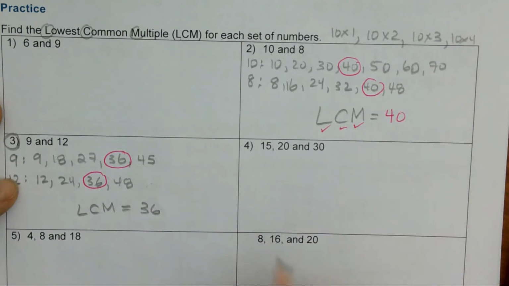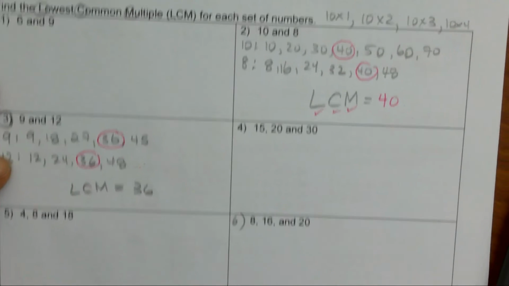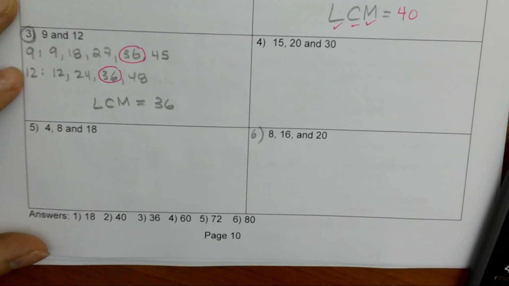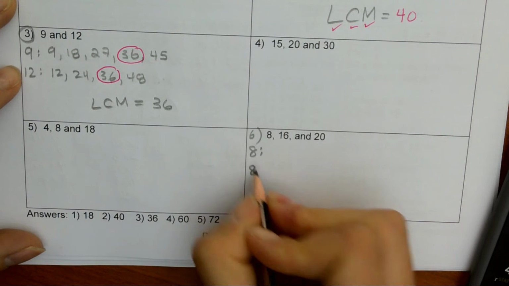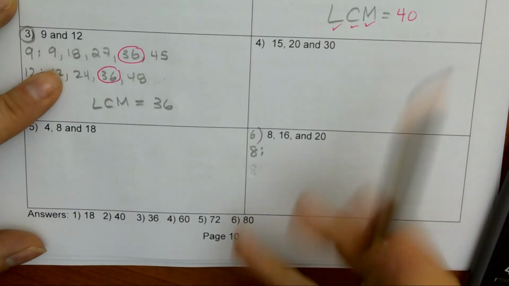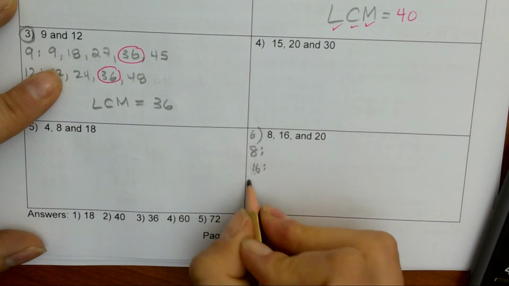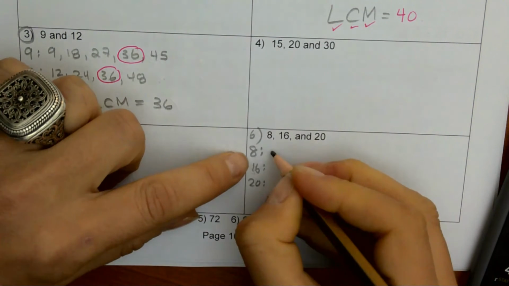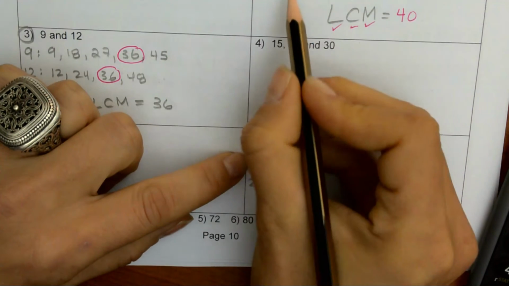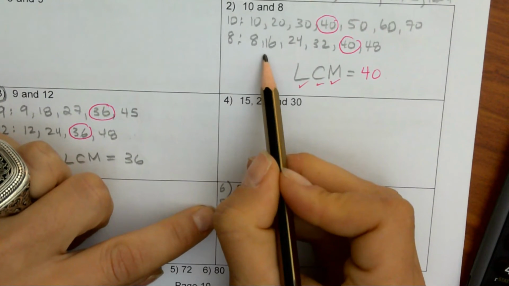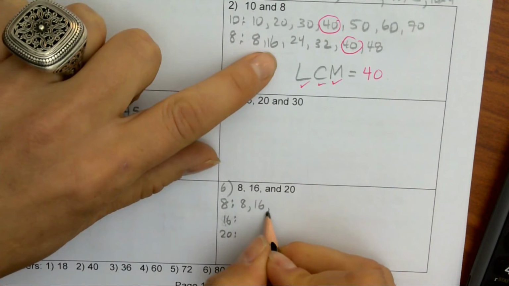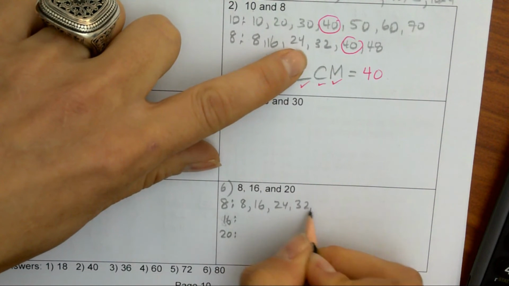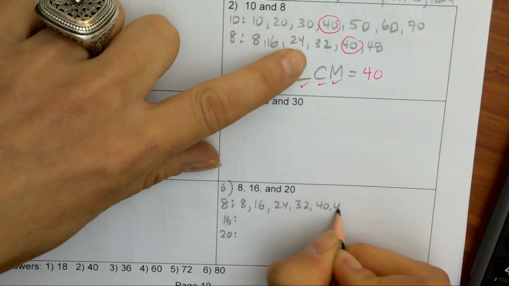So let's do number 6. 3 numbers. Okay. So 8, the multiples of 8. Oops, the multiples of 16. And the multiples of 20. So 8. Oh, we already have the multiples of 8 up here. Look, I'm just going to copy them out. 8, 16, 24, 32, 40, 48.